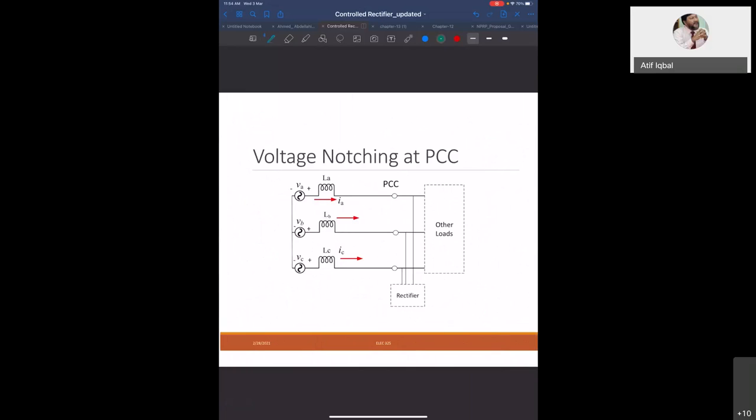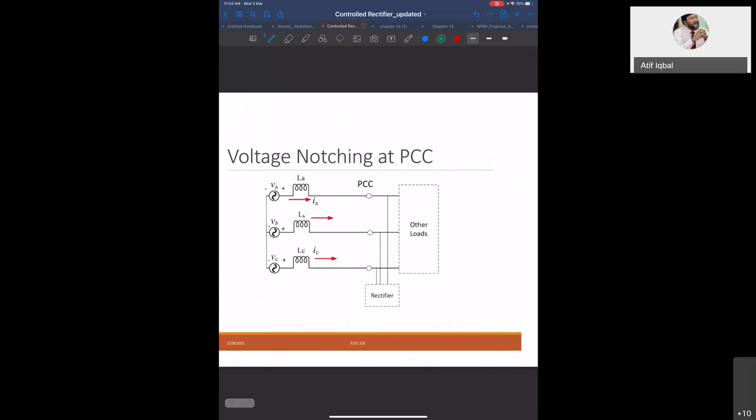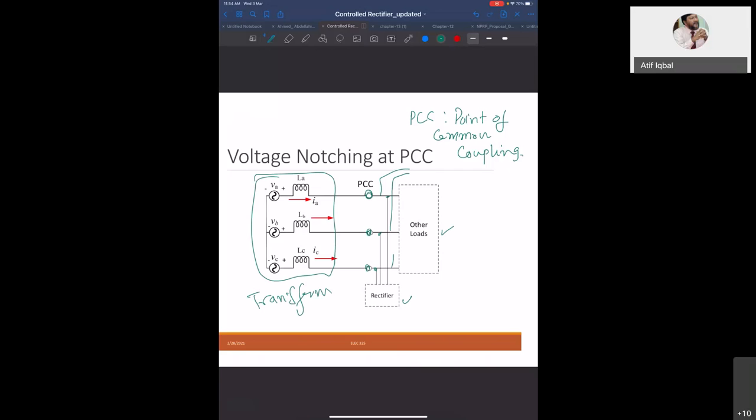Now, the last thing of this chapter is about the voltage notching at the point of common coupling. PCC is point of common coupling. Suppose you have a big rectifier connected here, and this is your transformer. This is the point where all the loads are connected. The rectifier is connected, other loads are connected, some other loads are connected. So this is the point where all the loads are connected to the transformer. That is called the point of common coupling.